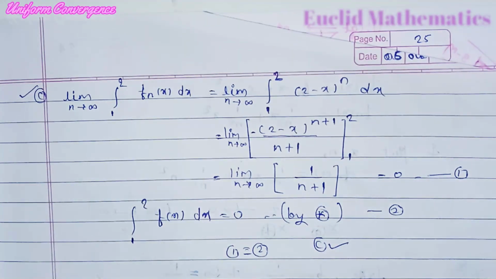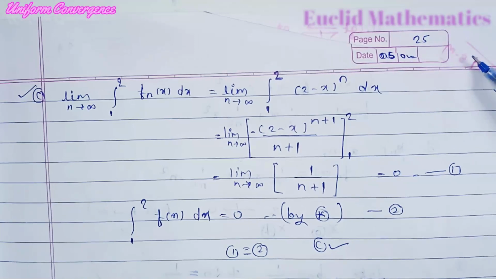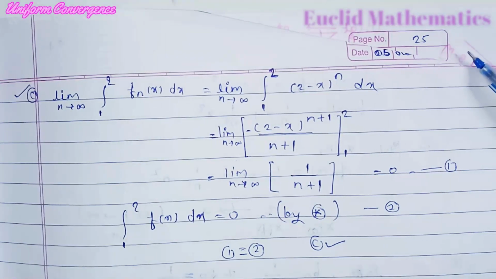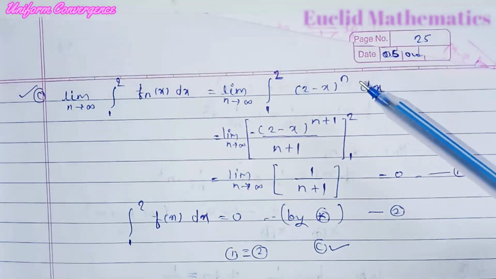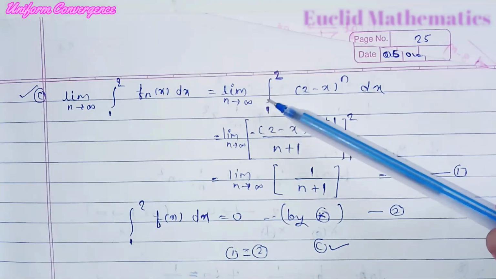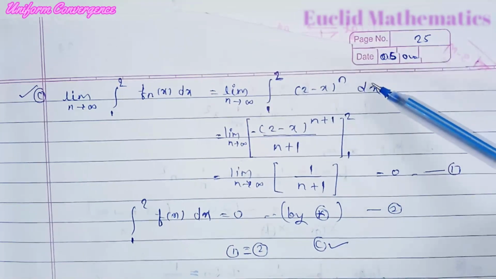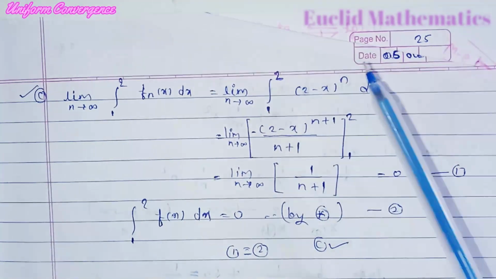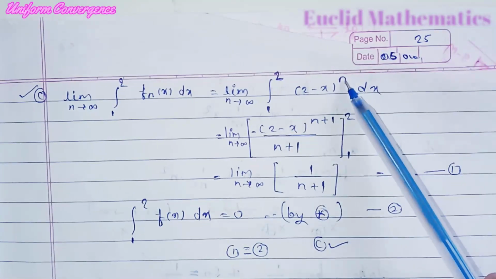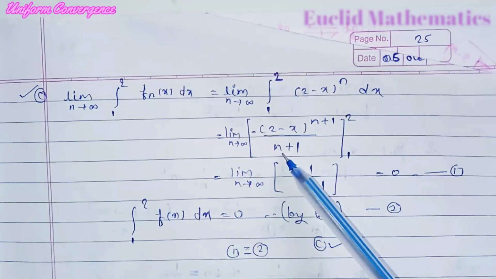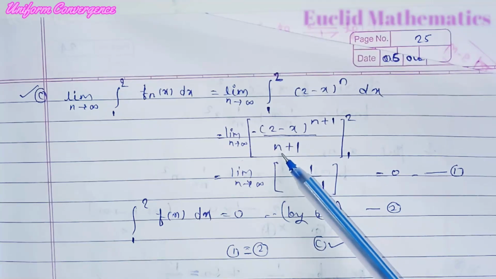So we just have to find out the value of the integrals, whether these integrals are equal or not. It is quite easy to find their integration. Limit n tends to infinity, the integral from 1 to 2 of (2 minus x) raised to n dx. This is the value of fn(x). Now integrate it: the integration of x raised to n is x raised to n plus 1 upon n plus 1. Okay, now you can see it here.